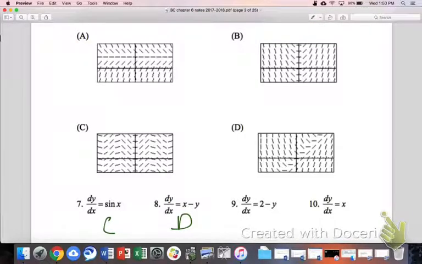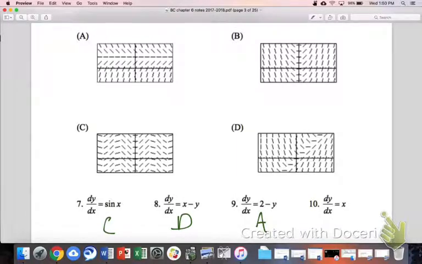Sean, how about number 9? Which one did you pick to go with number 9? A, okay. Why did you pick A for number 9? Horizontal pattern, yeah, there we go. So of all the differential equations we had there, only one of them depended only on y, and only one of your slope field options has a horizontal pattern to it. So yeah, that's good reasoning, makes a lot of sense.